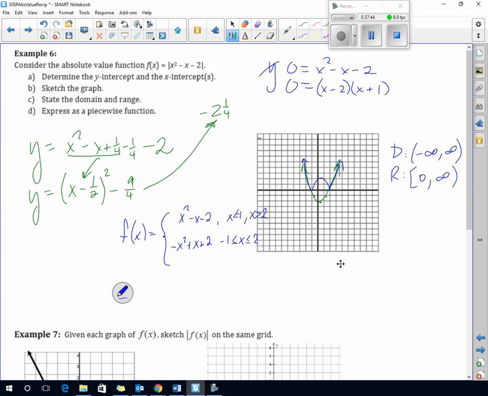The x-intercepts are 2 and -1, and what's my y-intercept? What's that? The absolute value of -2, which is 2. Yeah? Okay. Thank you.